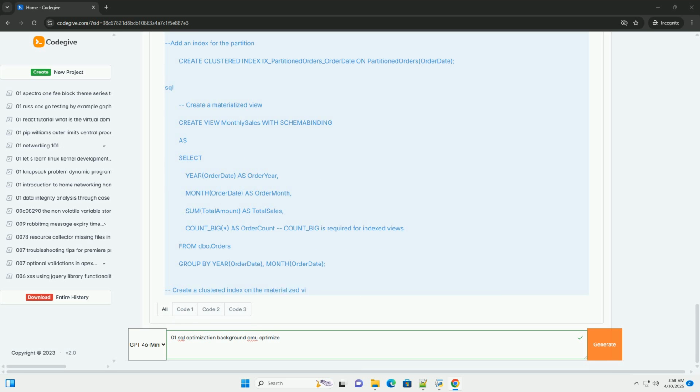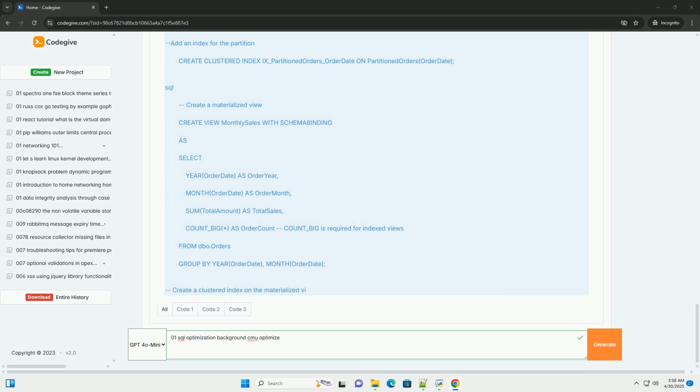Statistics management. Purpose: provide the query optimizer with accurate information about the data distribution in your tables. This allows the optimizer to make better cost estimates and choose more efficient plans. Action: regularly update statistics using commands like ANALYZE TABLE in PostgreSQL and MySQL, or UPDATE STATISTICS in SQL Server.